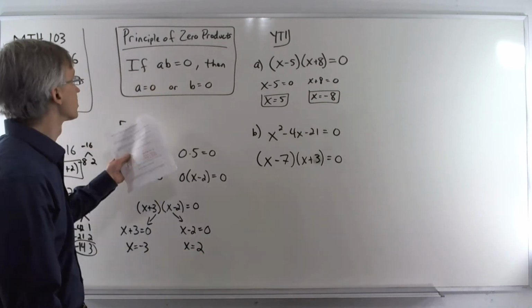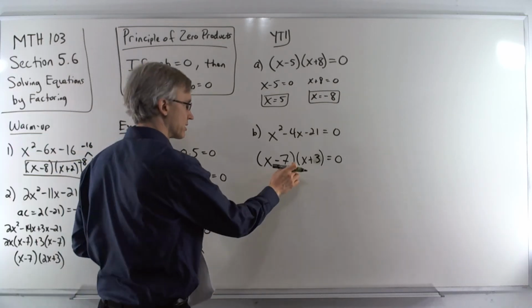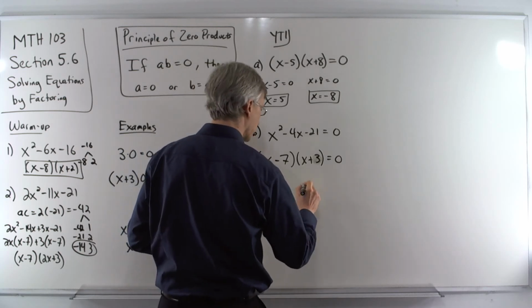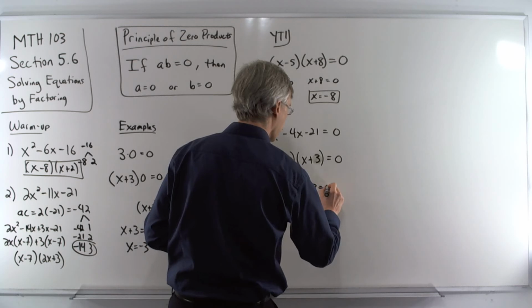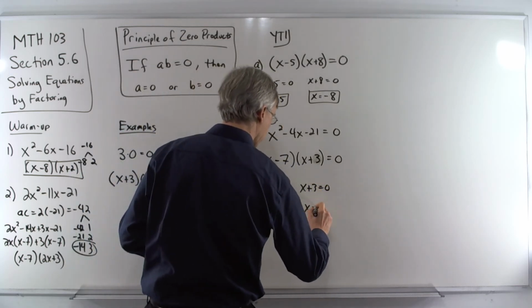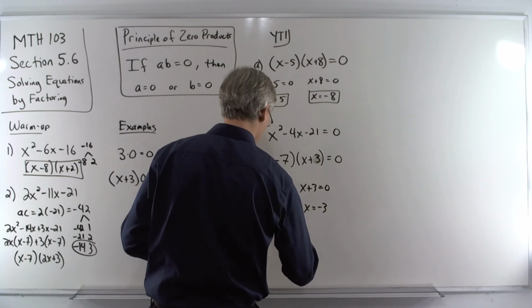All right, now we will use the principle of zero products. Split this up into two separate equations: x minus 7 equals 0 and x plus 3 equals 0. Solving these, we get x equals 7 and x equals negative 3.